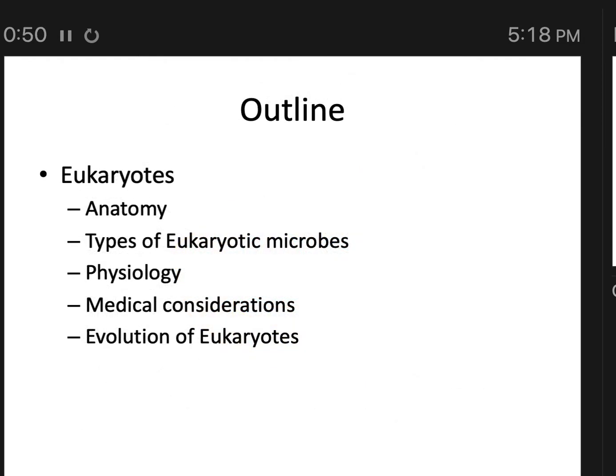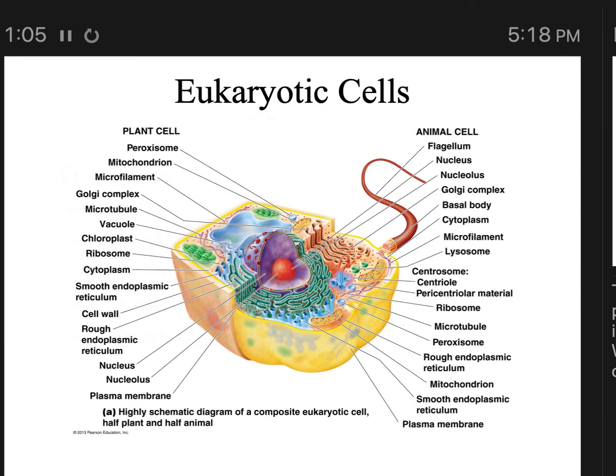So brief outline, we're going to talk about the anatomy of eukaryotic cells. Then we'll talk about the different kinds of eukaryotic microbes. We'll talk about some aspects of their physiology, some medical considerations, and then we'll cover the evolution of eukaryotes.